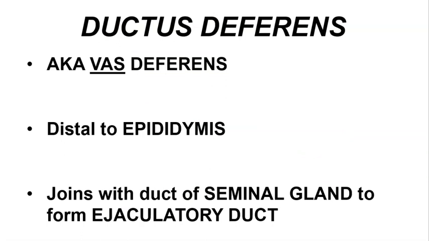Next we have the ductus deferens, which is also referred to as the vas deferens, and it connects the epididymis to the ejaculatory duct. It receives secretions from a couple of glands, primarily the seminal gland, in the production of what we call semen during ejaculation.